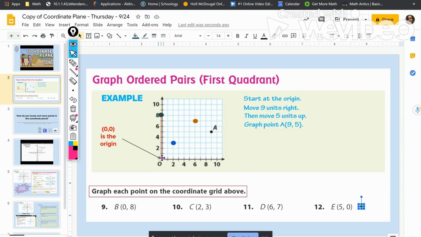And for E, 5, 0. Start at the origin, 5 units to the right. I don't have to go up or down because it's 0 for the y coordinate, so I'm just going to leave it there, 5, on the x axis. Okay, it's almost the same thing as I did for the B, but instead of it staying on the x axis, it just stayed on the y axis because they had zeros in their ordered pair.